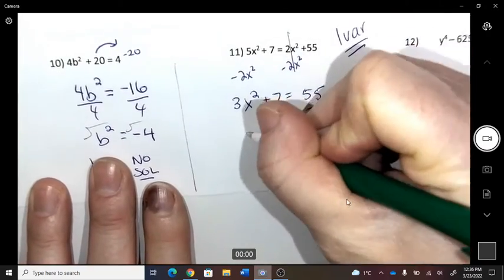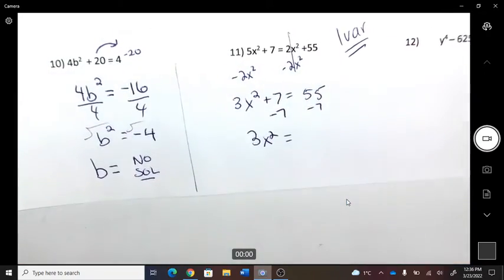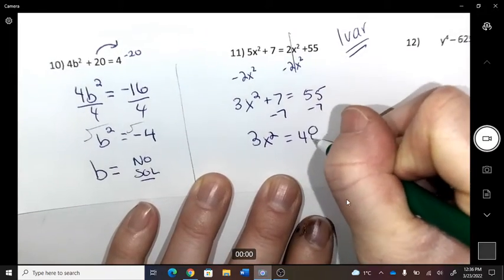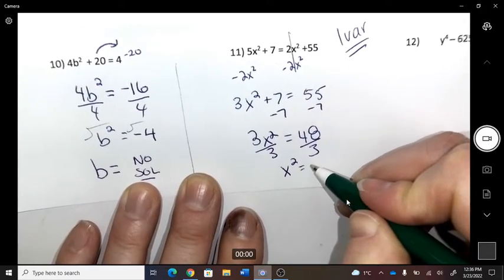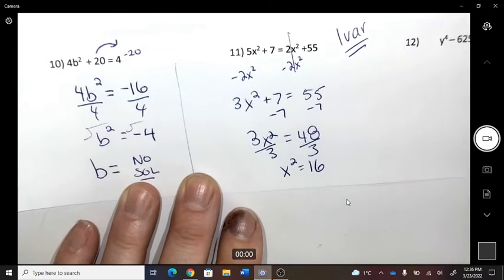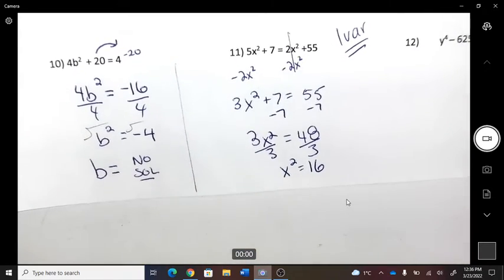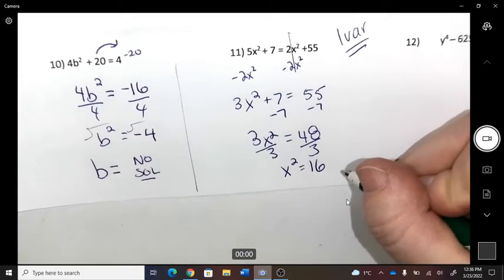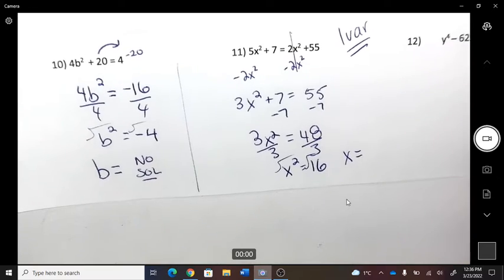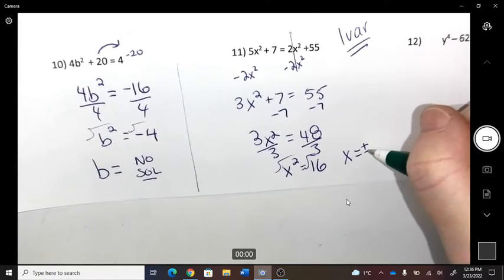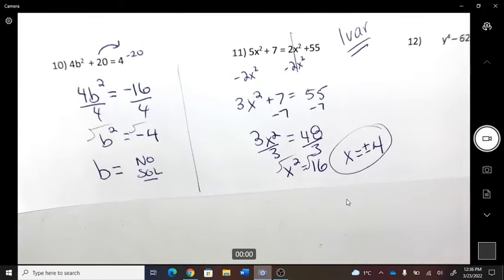minus 7. Is that 48? Divide by 3. Should be 16, I think. Yep. Okay, now I would square root. So x equals plus or minus 4, right?